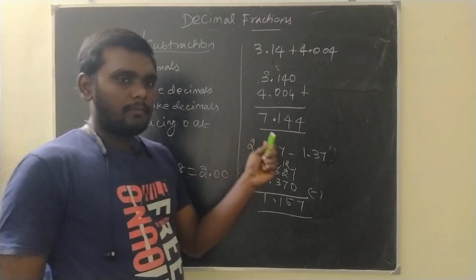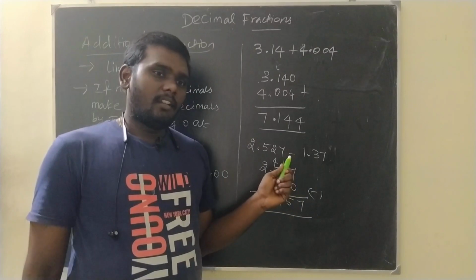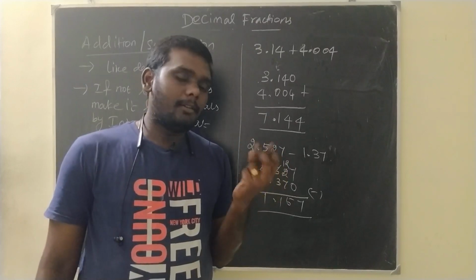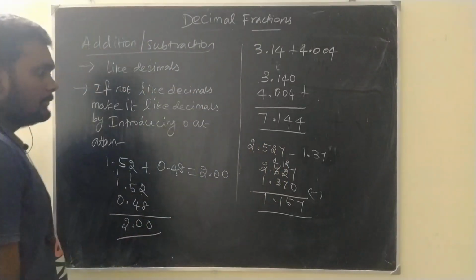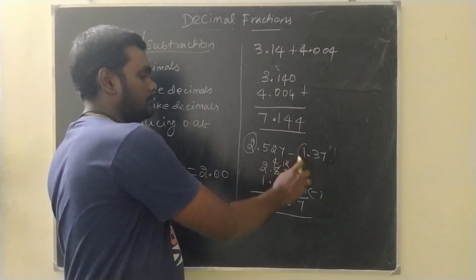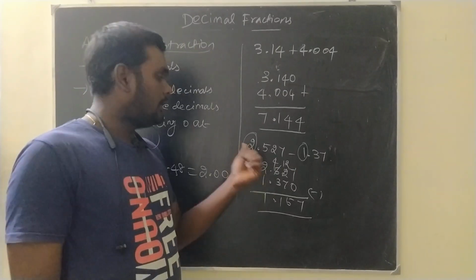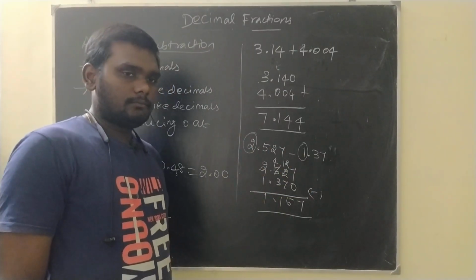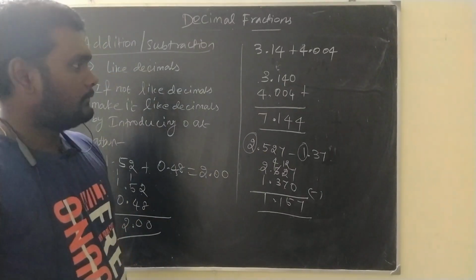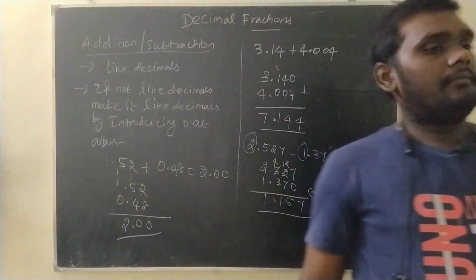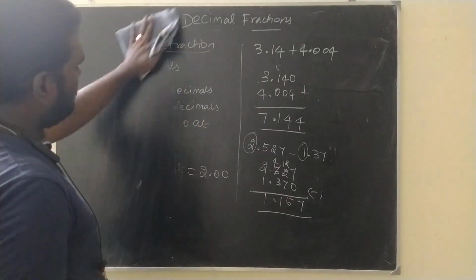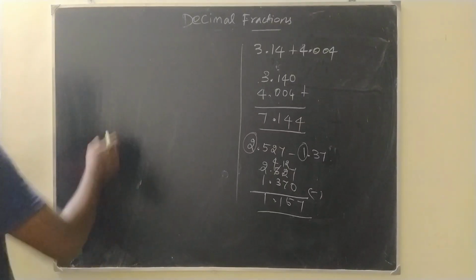Also, the rules for integers apply here: which is the greater number and which is the lesser number. For that, we should know how to compare two decimals. How can you compare two decimals, whether this is greater or this is greater? If the whole number part is there, you can easily guess which is greater. Now here, which is greater? 2.527 is greater. Suppose we have the same whole number part, then we have to look at the decimal part.